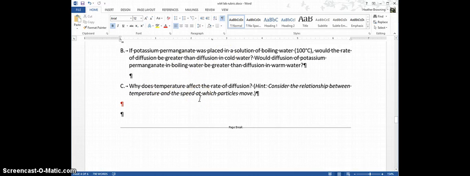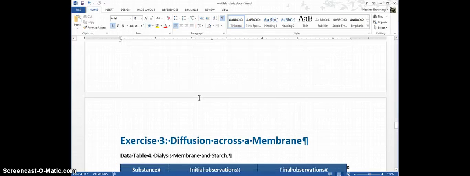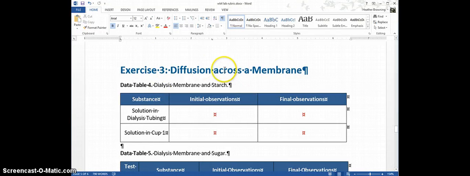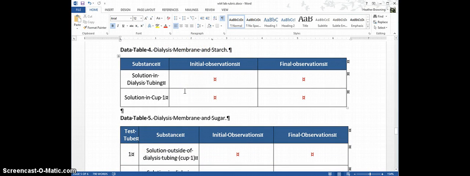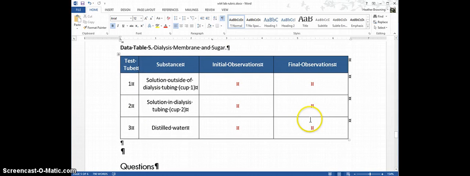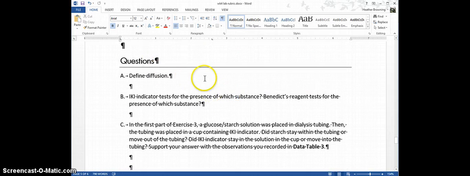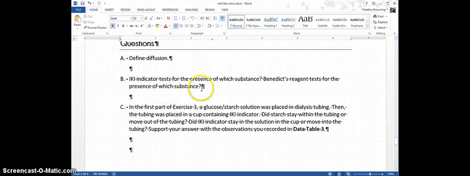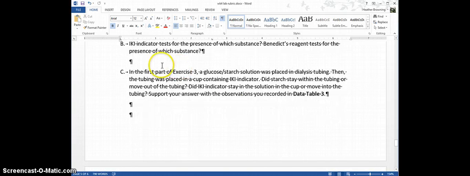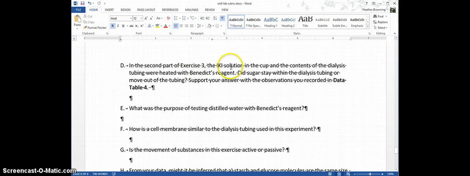This is another place where, if you're not sure, the manual goes into it, but if you still need another source, go look it up. YouTube is an awesome place. And then diffusion across a membrane. So you've got this in here. You're going to talk about initial and final. Initial observations, final observations, define diffusion, probably want a reference. You can probably just use the lab manual as your reference. So you test it. What did you see? And then support: what happened to the indicator? What does that mean? Support your observations.